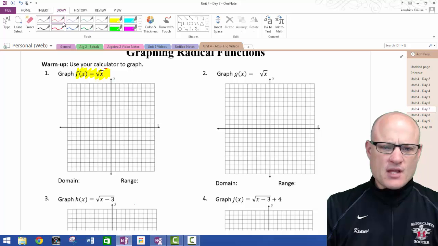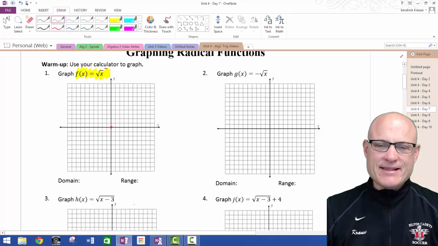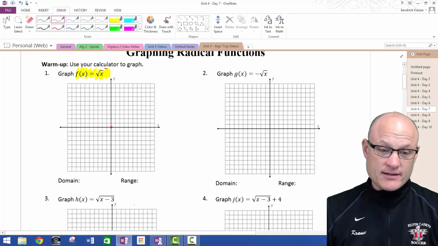I can grab my graphing calculator, but I don't really think I need to. If I plug in a 0 on a square root function, I'm going to get 0. Can I plug in any negatives? Well, you already know that you can take the square root of a negative number, and the square root of negative 1 is just i, but you're not going to be able to plot imaginary numbers on the real coordinate system. It's just not going to work. So you're going to have to plot real numbers.